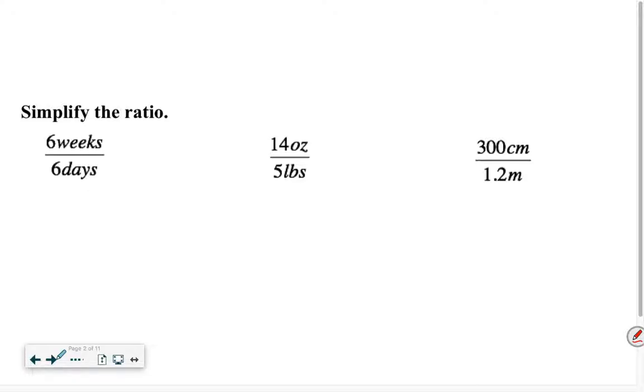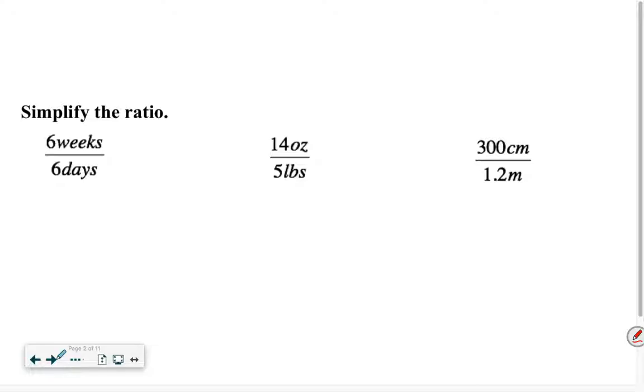A way we simplify ratios is getting a common unit. What I mean by that is we have 6 weeks over 6 days. Are weeks and days the same unit of time? No. How could I make them the same unit? I want to turn weeks into days. I like going with the smaller unit.